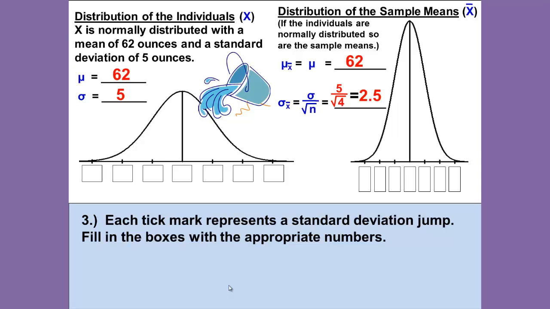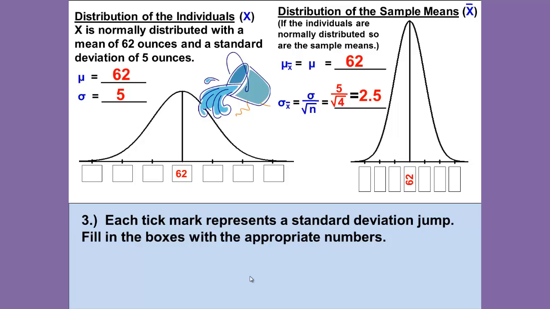We are now ready for part 3 of our example. Each tick mark represents a standard deviation jump. Fill in the boxes with the appropriate numbers. In other words, what we want to do is to fill in our boxes by counting 3 standard deviations in both directions, positive and negative, for both distributions. The mean is placed in the center, so 62 is placed in the center of both distributions.